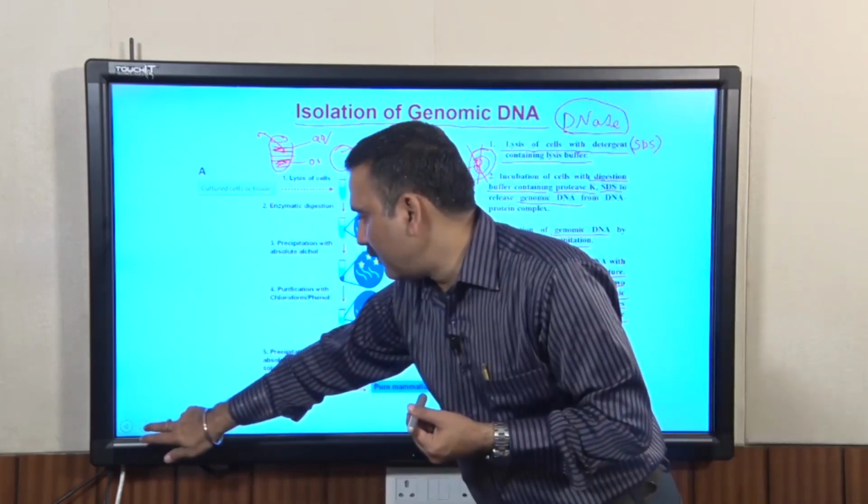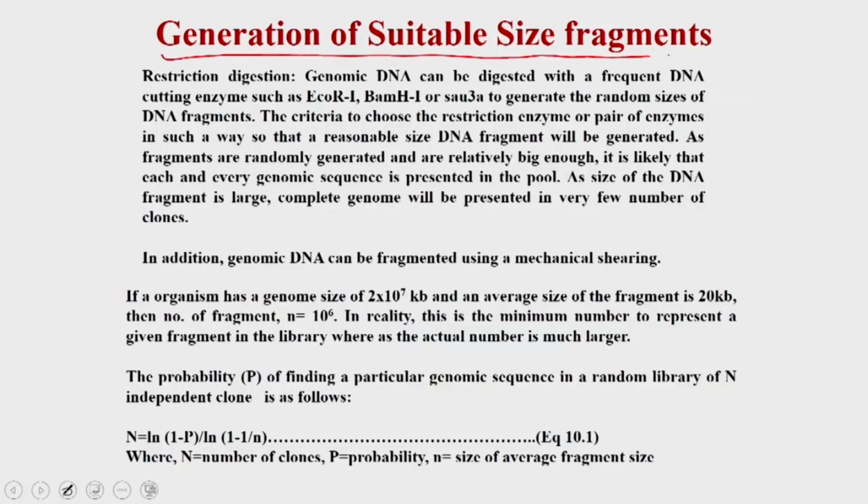So, in the next step we have to generate suitable size fragments, which you are going to do with restriction digestions. Restriction enzymes are enzymes which degrade the DNA in a very precise manner. A restriction enzyme cuts at its specific sites. So, they are not non-specific like DNases, because DNases degrade the DNA at random places.